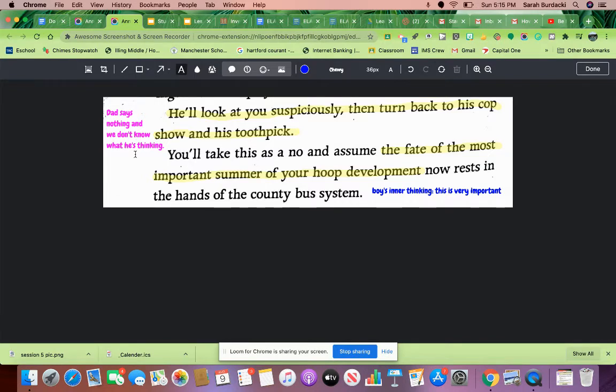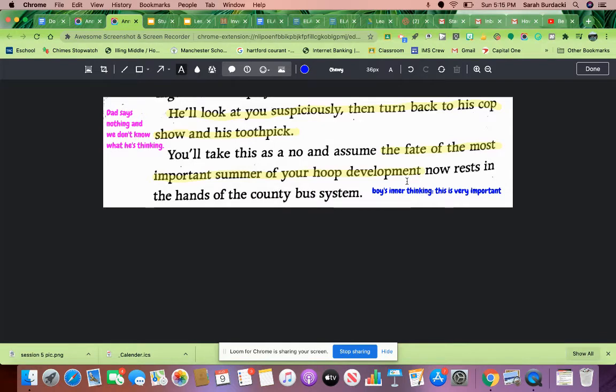And then we get another inner thought from the boy: the fate of the most important summer of your hoop development. So, if the boy calls this summer the most important summer for hoop development, like, improving his basketball skills, we know that this is super important to him. And we feel pretty disappointed alongside him that his dad has no reaction. He's not excited for him. He doesn't say yes. He doesn't even say anything.